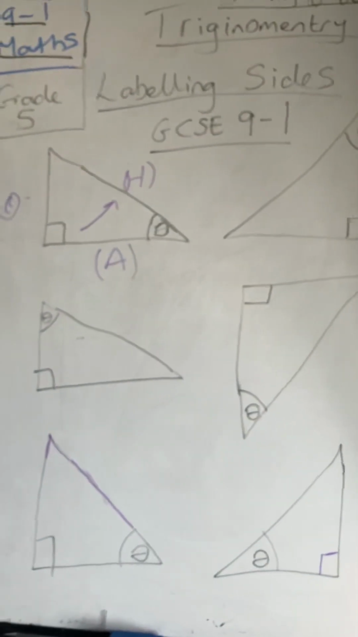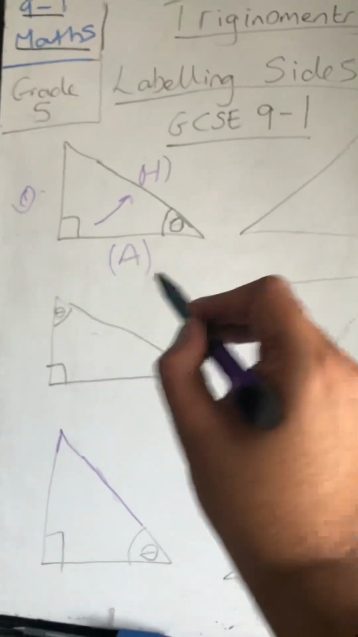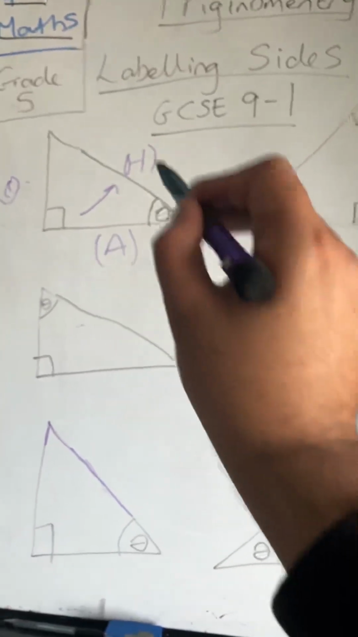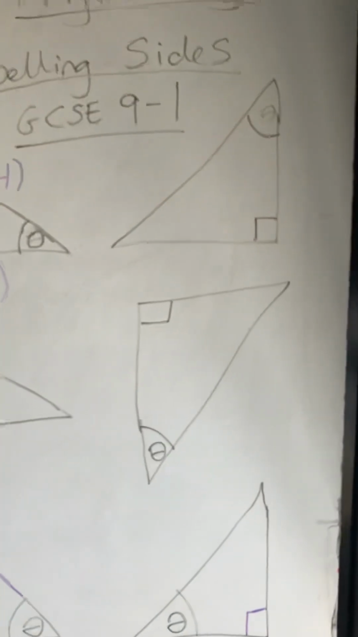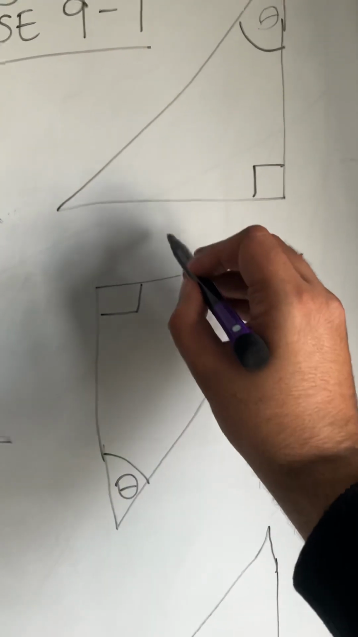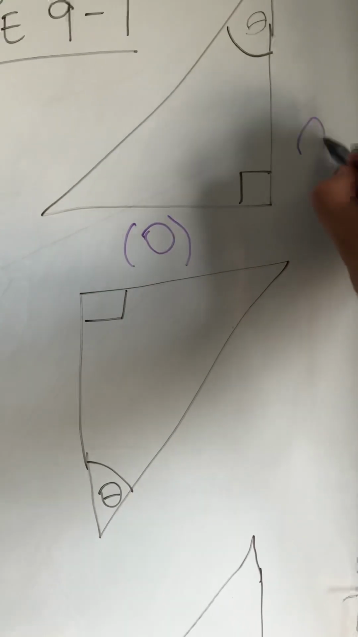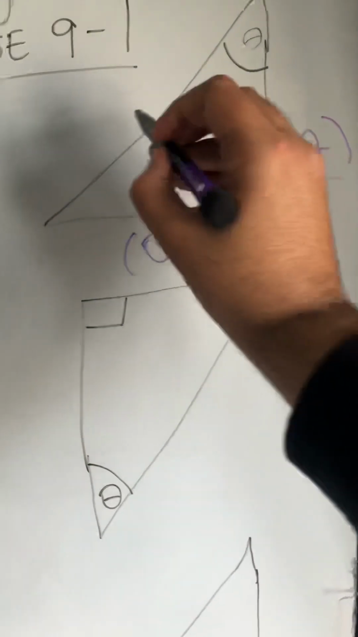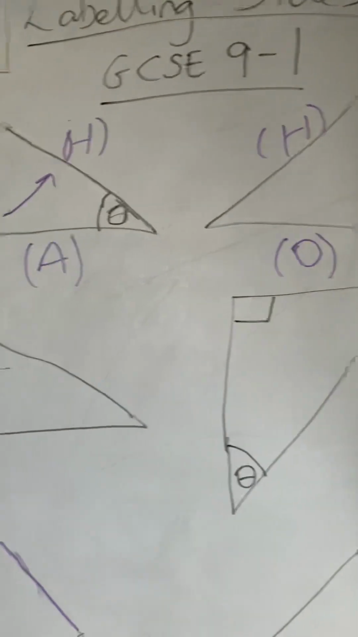So hopefully I've not confused you there. This is opposite my angle, adjacent to this angle here, and that's my hypotenuse, the length of the longest side. Okay, this next one, this is my angle. So this is going to be my opposite, guys. So O for opposite. This is going to be my adjacent, next to the angle. And this is going to be my hypotenuse, guys, for that one.